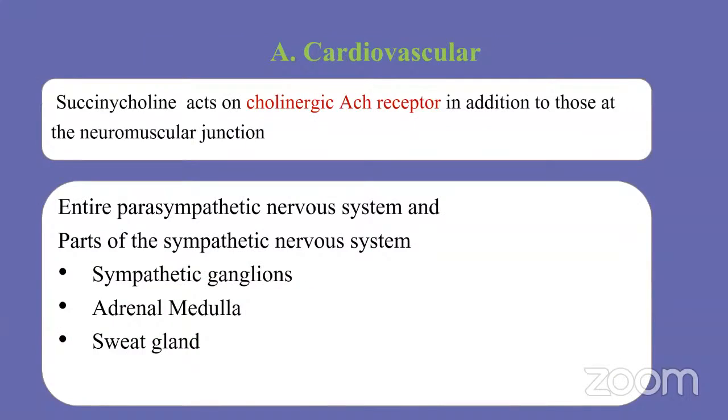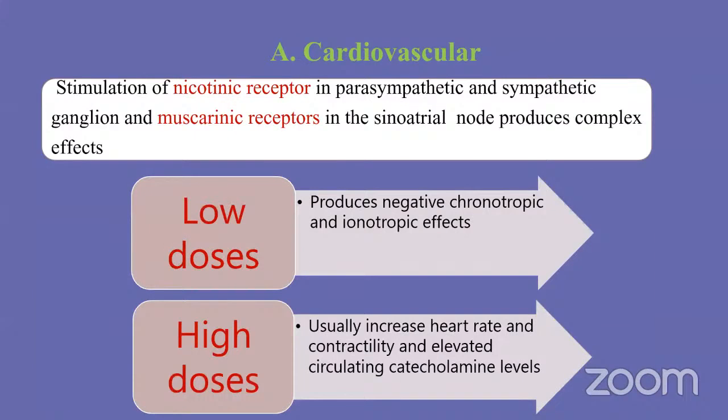What are the side effects? Cardiovascular side effects. Succinylcholine acts on cholinergic acetylcholine receptors in addition to those on the neuromuscular junction. It acts on the entire parasympathetic nervous system and parts of the sympathetic nervous system: sympathetic ganglia, adrenal medulla, and sweat glands. Stimulation of nicotinic receptors in parasympathetic and sympathetic ganglia and muscarinic receptors in the SA node produces complex effects depending on the dosage we use. Low doses produce a negative chronotropic and inotropic effect, and high doses usually increase heart rate and contractility and elevate circulating catecholamine levels.